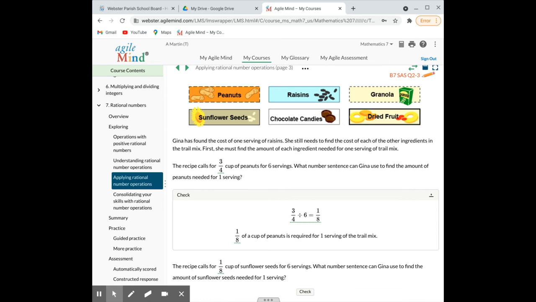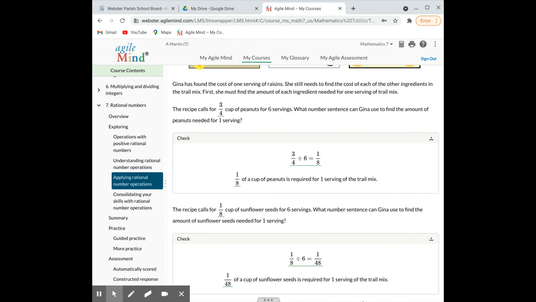1/8 divided by 6. Good job. What is 1/8 divided by 6? That was kind of creepy. What's 1/8 divided by 6? 1/48. Good.